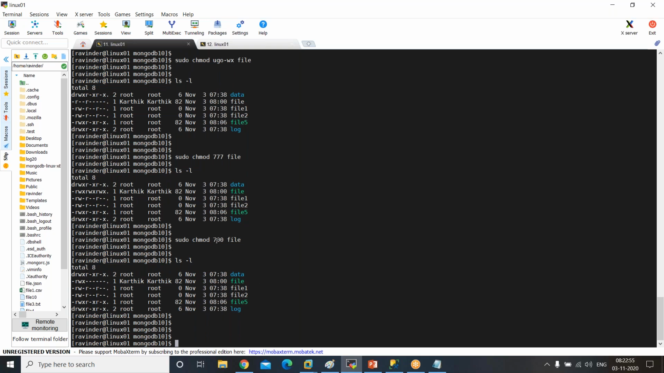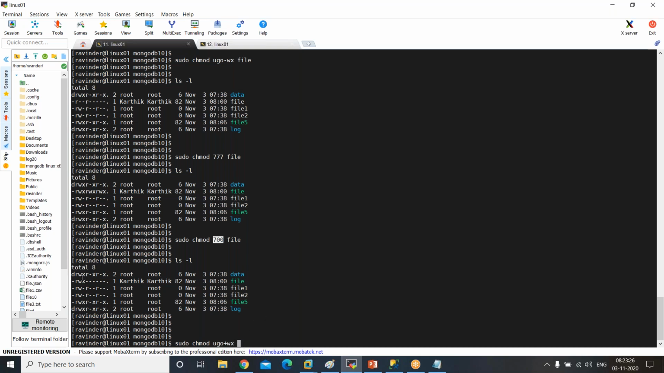With chmod, if you use a numeric mode, it is going to replace the permissions every time you execute. But with chmod symbolic mode, sudo chmod ugo, user group others. Do you want to add the permission or take the permission? I wanted to add the permission. What permission do you want to add? I wanted to add write permission or execute permission to everyone.